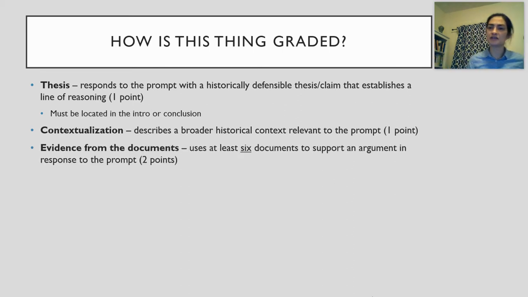Third thing you need to do is use evidence from the documents. And for full credit on this exam, you need to use evidence from at least 6 of the 7 documents that are provided for you to support an argument in response to the prompt. The most important words, and this is all language taken directly from the AP World History rubrics, the most important language is "support an argument."